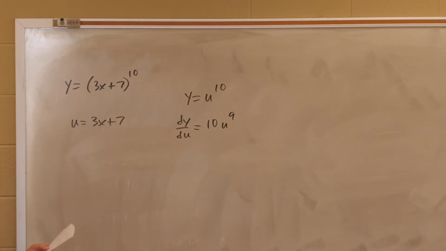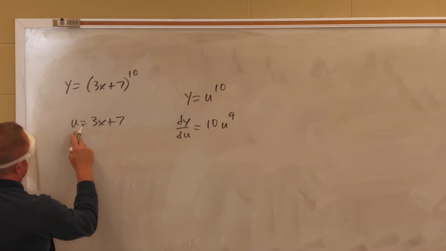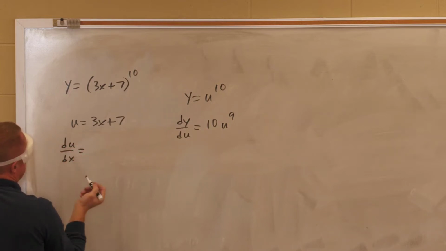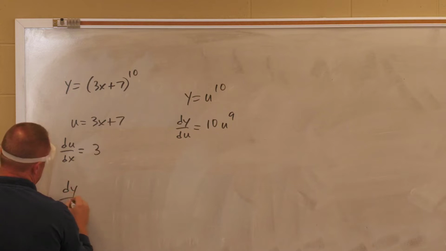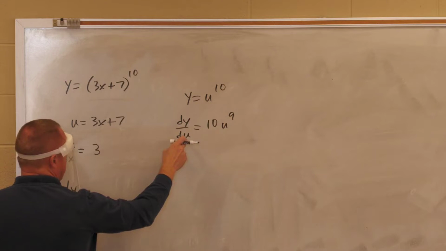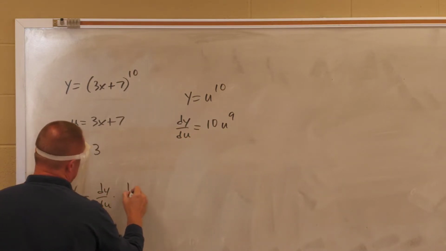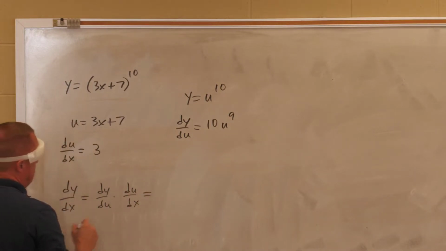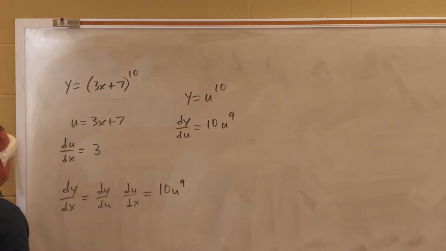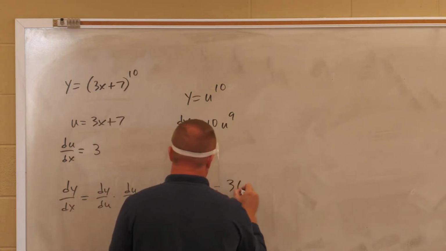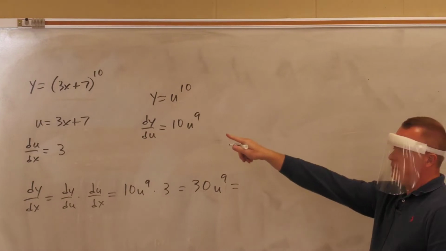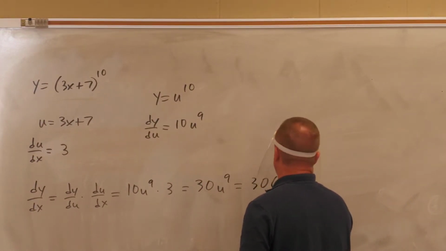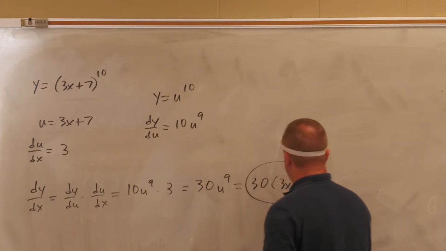Now u equals 3x plus 7, and I take the derivative of that with respect to x. What's the derivative of 3x plus 7? 3. So dy dx is going to be the derivative dy du times du dx. dy du is 10 u to the 9th. du dx is 3. So I get 30 u to the 9th power. What was u? 3x plus 7. Put that back in there. 30 times 3x plus 7 to the 9th power.